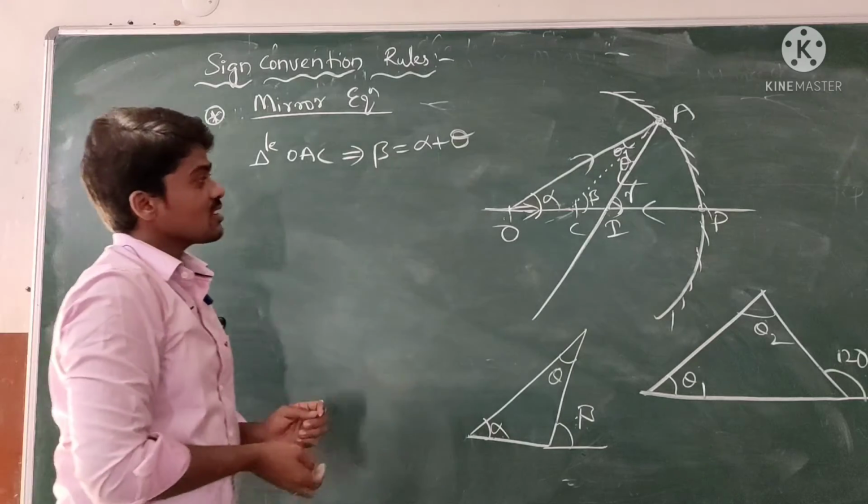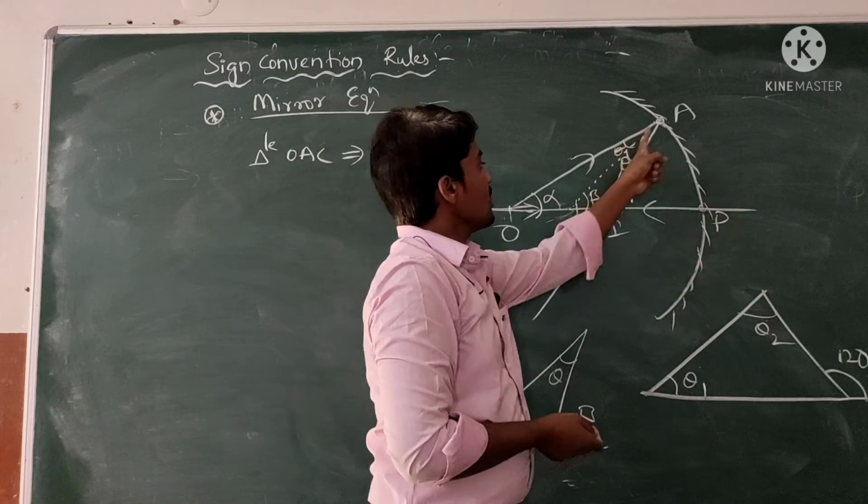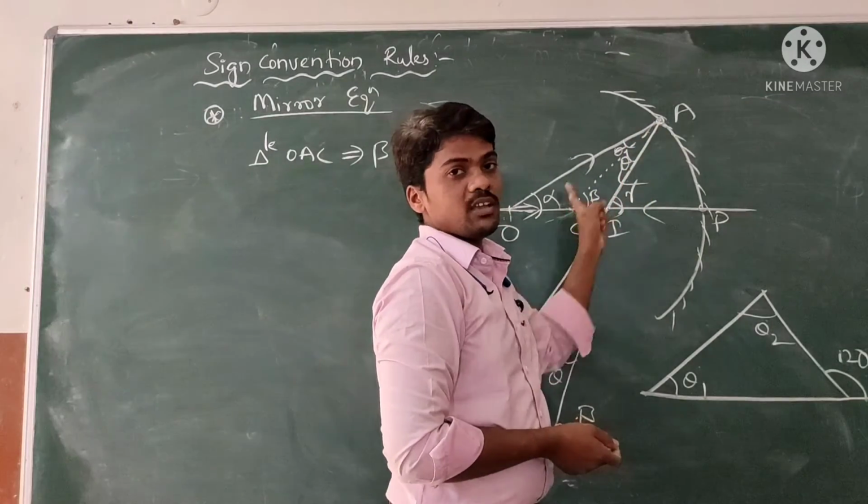Here we will take the second triangle, triangle BAI.